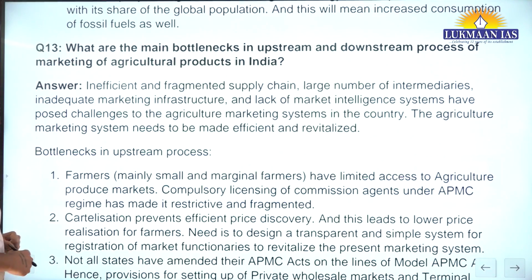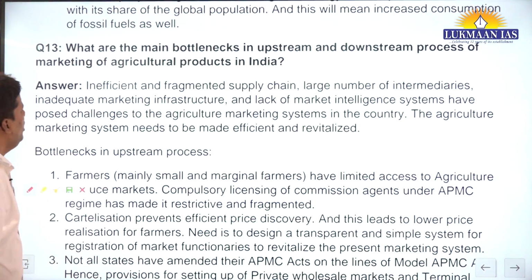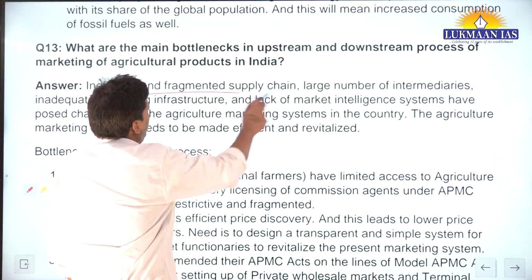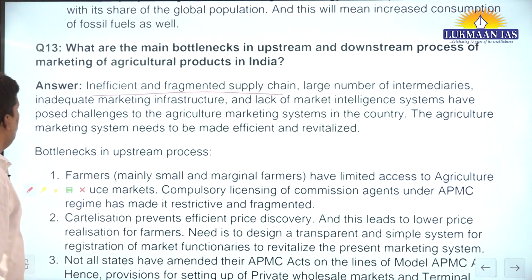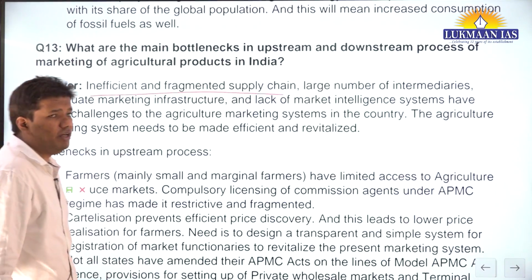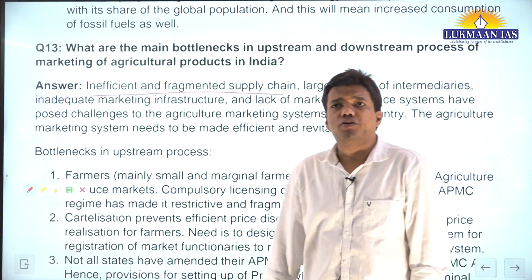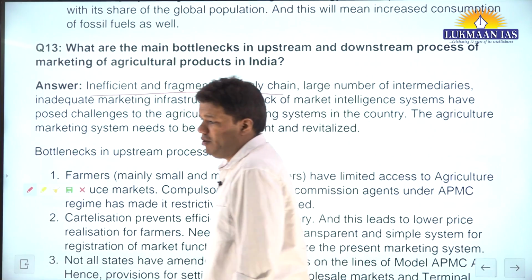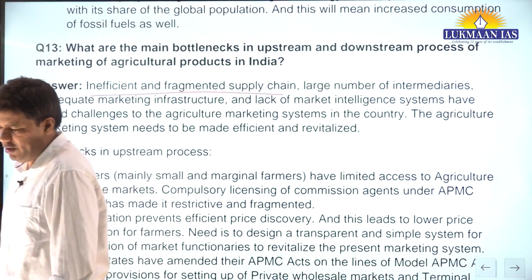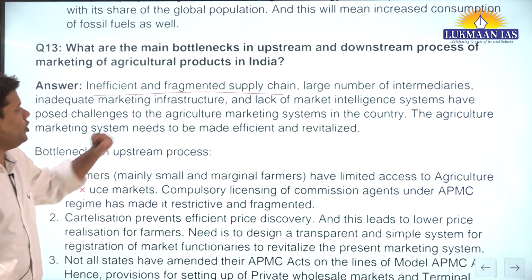Now let's see what is happening in India. You can write any kind of introduction. Let's say we have written: inefficient and fragmented supply chain, large number of intermediaries, inadequate marketing infrastructure, and lack of a marketing intelligence system have posed challenges to the application of an effective marketing system in the country. So these are the important challenges.